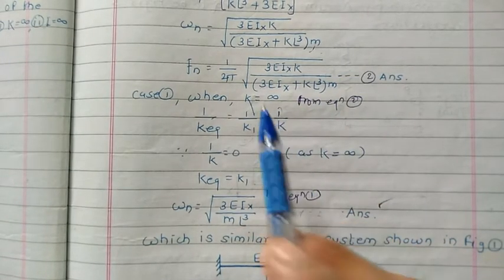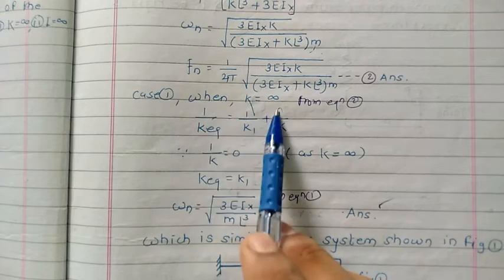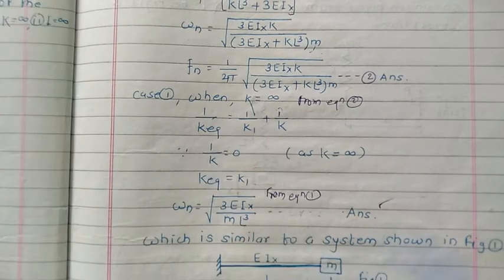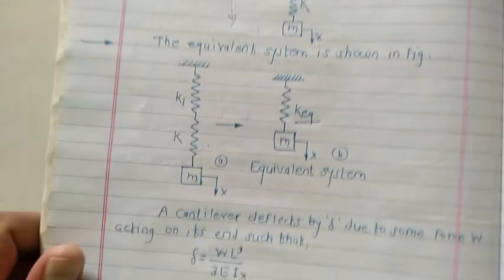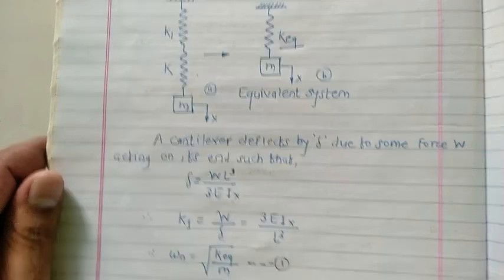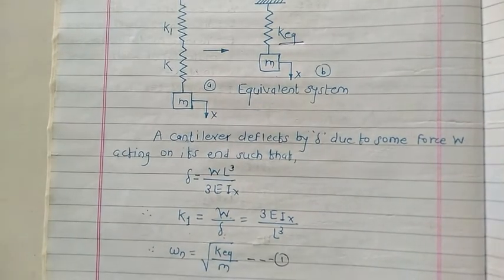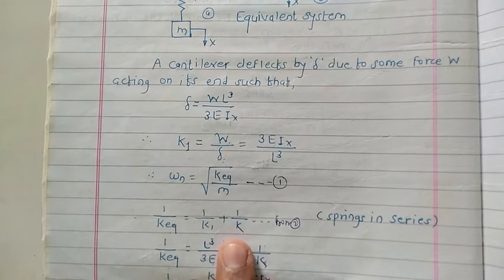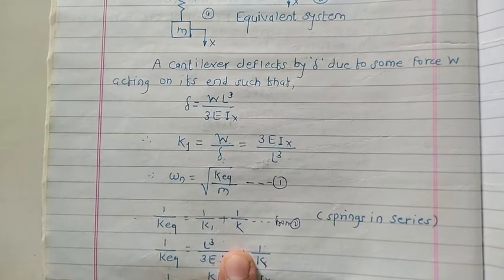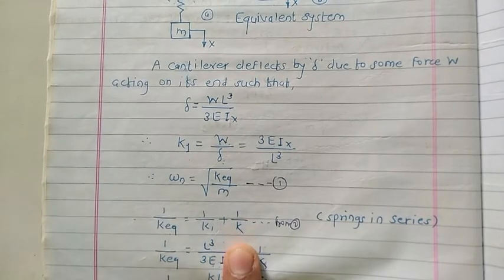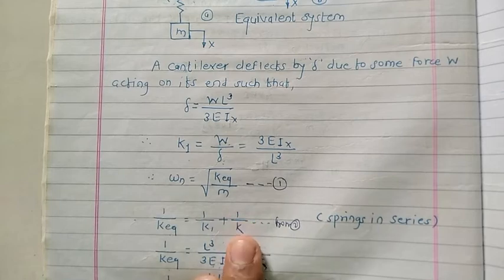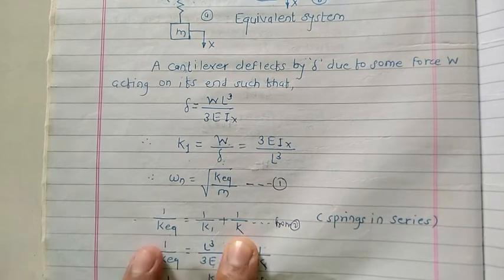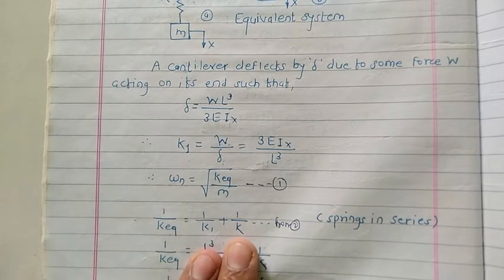Okay. So see here, when k equals infinity, if you concentrate on equation number 2, 1 upon k equivalent equals 1 upon k1 plus 1 upon k. If I substitute the value of k as infinity, 1 upon k means 1 upon infinity. 1 upon infinity is 0, okay. So k equivalent must be equal to k1.